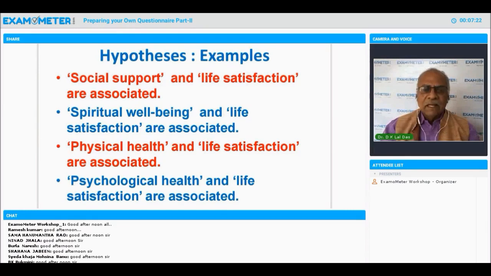The point to remember is that these are the components which we have to keep in our mind while preparing a questionnaire. I'll repeat, the topic of the research must be in your mind all the time when you prepare your questionnaire. Second thing is research questions. Third is the objectives. And fourth, hypothesis of your research study. These four things are the base of preparing a questionnaire.